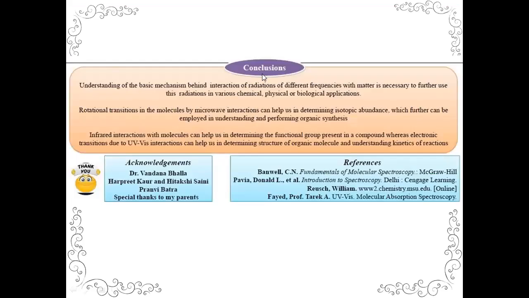So the conclusions we can draw are that understanding the basic mechanism behind the interaction of radiations of different frequencies with matter is necessary, and to apply it in various chemical applications. Rotational transitions in molecules by microwave interaction can help us in isotopic substitution abundance, as we discussed earlier, and also in performing organic synthesis. Infrared radiation with molecules can help us in determining the functional groups present in a compound, whereas electronic transitions can help us in determining organic molecules.